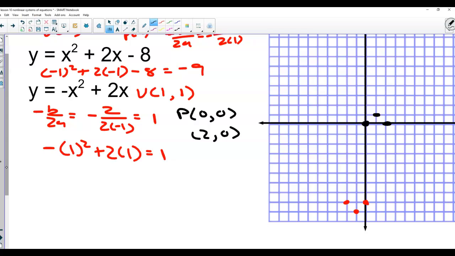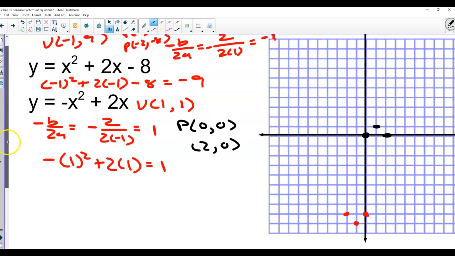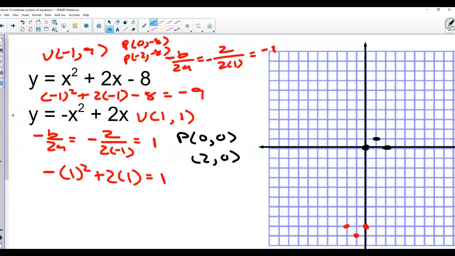Okay? In terms of trying to figure out their points of intersection, my advice is this. The points of intersection are going to come through this way and this way. So I'd start by putting negative 1 in both of them. If I plug negative 1 into the top one, negative 1 squared is 1. 2 times negative 1 is negative 2.